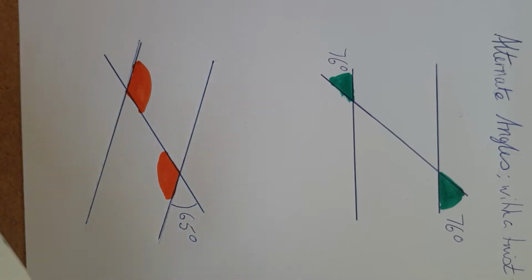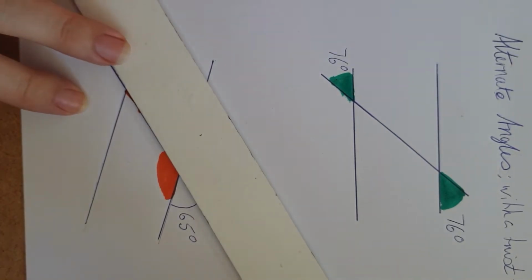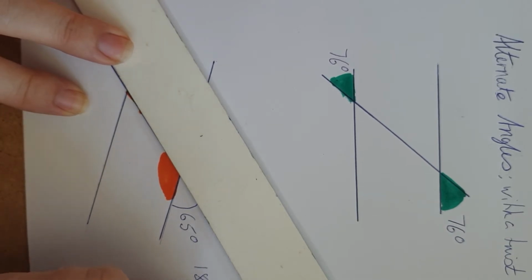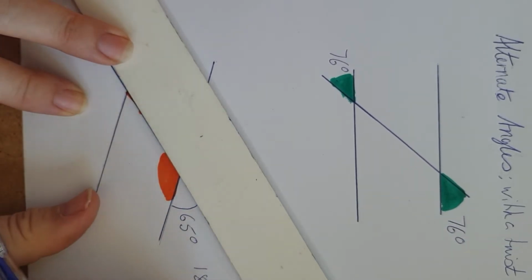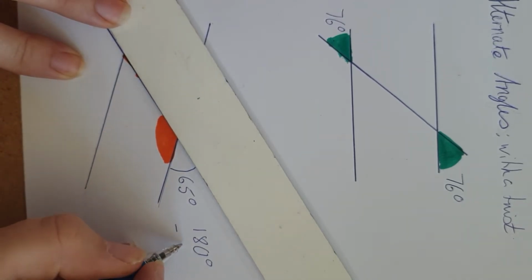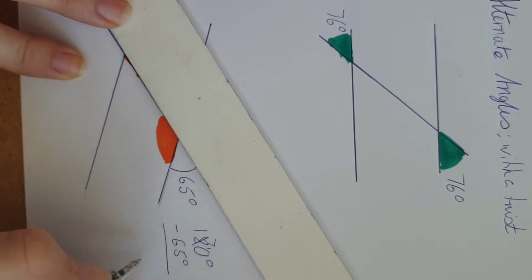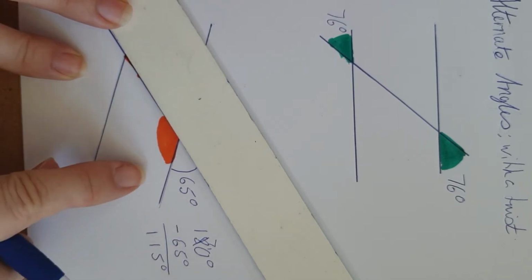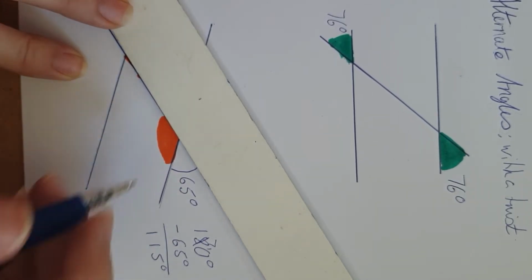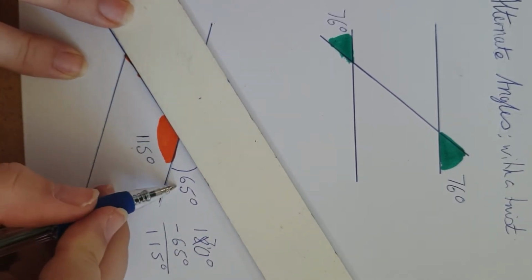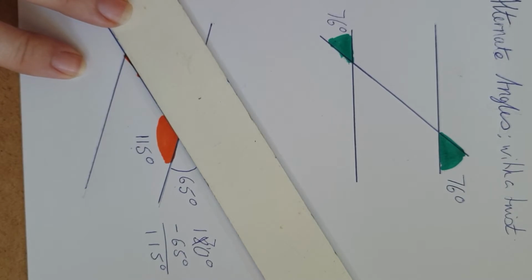So we know that angles on a straight line are 180 degrees. So if that is 65, hold on, let me just move it over so you can see what I'm writing. We can take away the 65 that we know about. Therefore, if that is 65, that must be 115, because 115 plus 65 gives us 180.